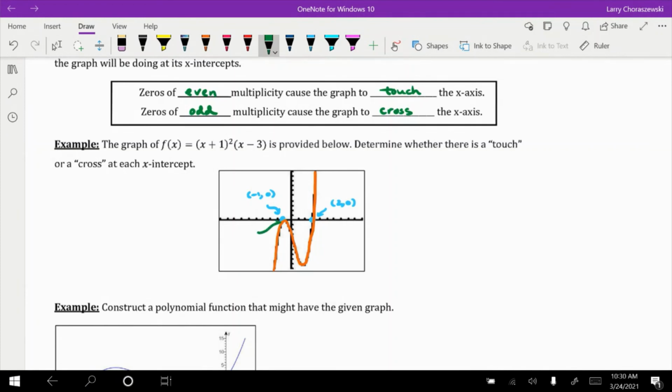So the x-intercept at which the graph did not go through the x-axis, that would be an example of a touch. And then the x-intercept at which the graph crosses the x-axis, that would be an example of a cross. Does that make sense? Everybody else? All right, cool.